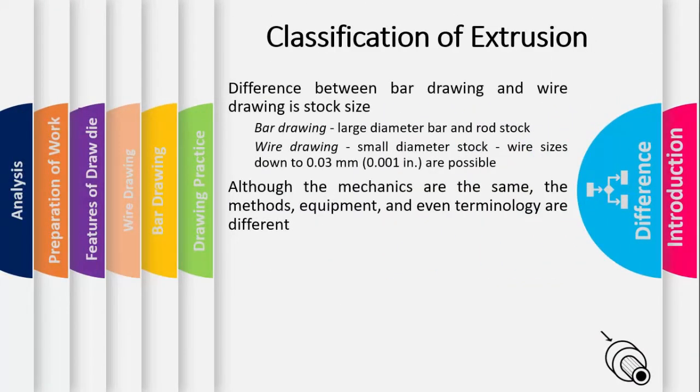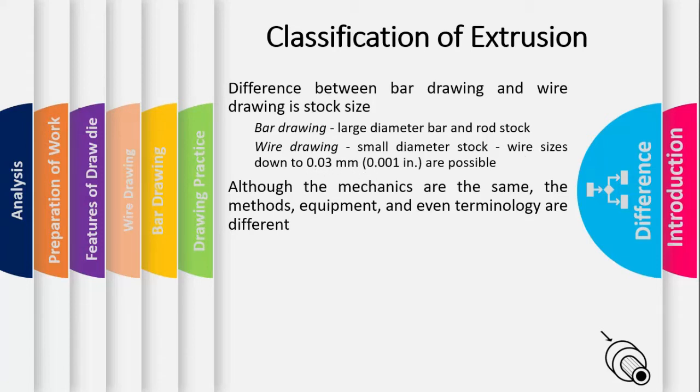What is the difference between the wire and the bar drawing? In the previous processes, we have only one name, either rolling or forging or extrusion. But in this case, we have two names for the same process, wire and bar drawing. There is a certain difference between them based on the machine and some parameters, although the basic process is the same. The bar is stock with a larger diameter, either bar or rod, while if we call it a wire, it has a small diameter, such that it ranges down to 0.03 millimeter.